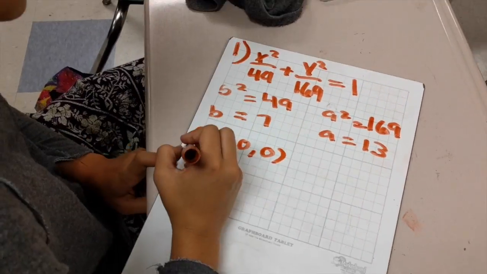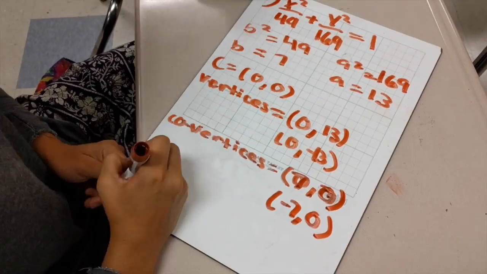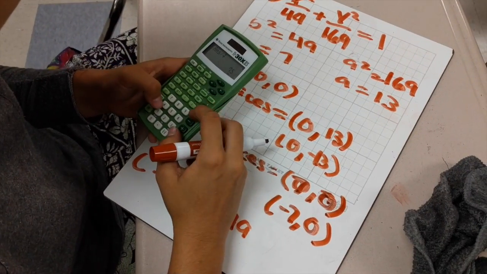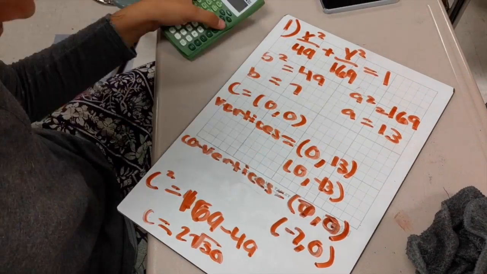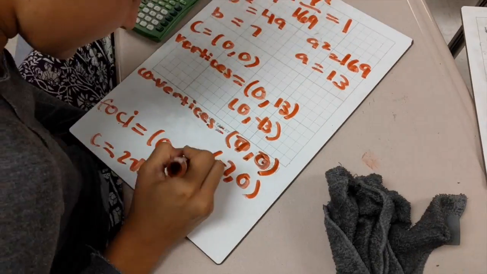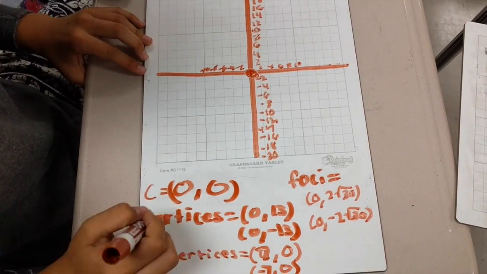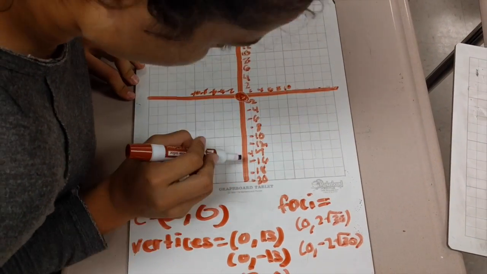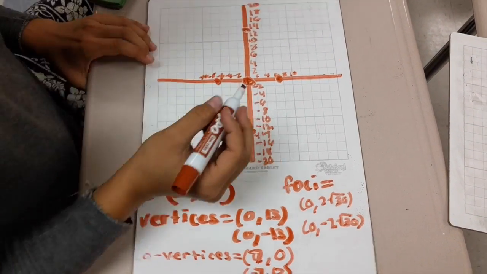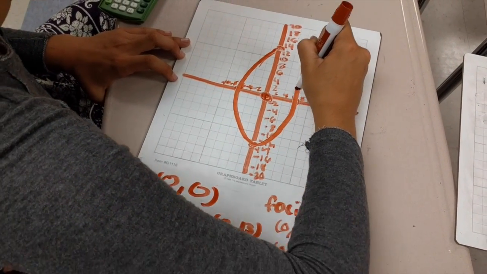B represents the length of half of the minor axis and is the square root of the smaller number. C is found through a squared minus b squared equals c squared. It represents the distance from the center to the foci. Once all of the variables are found, it is a matter of plugging them in and graphing. As you can see in this problem, A equals 13, B equals 7, and C equals 2 root 30.